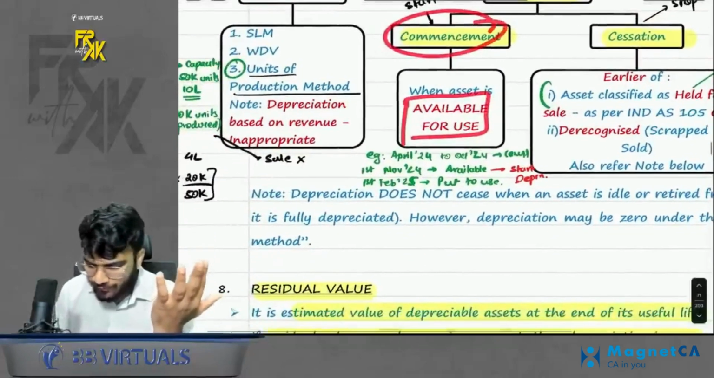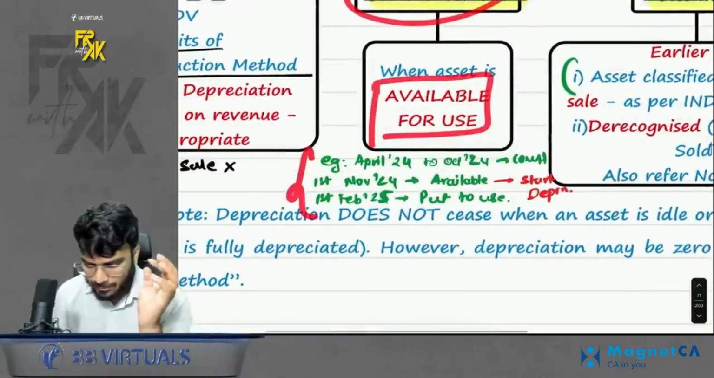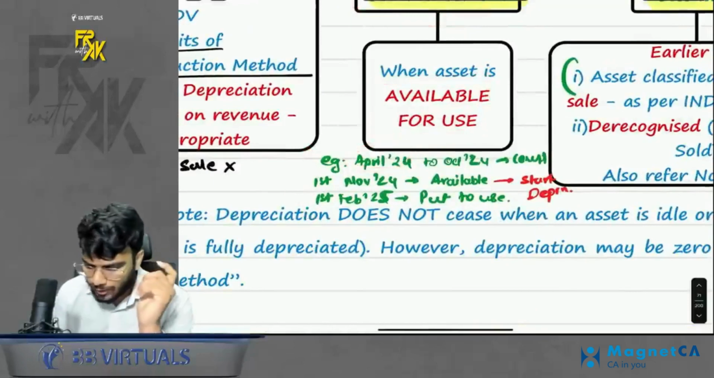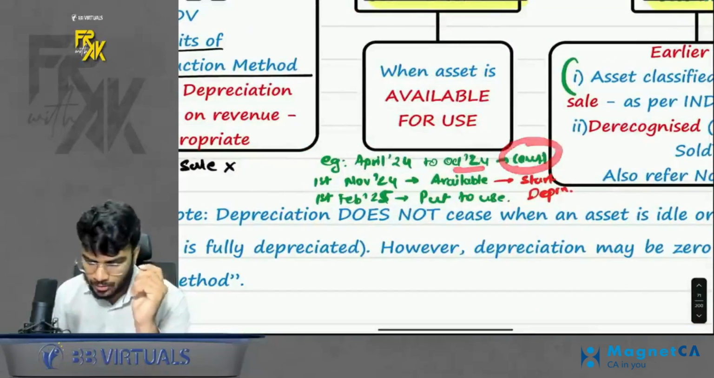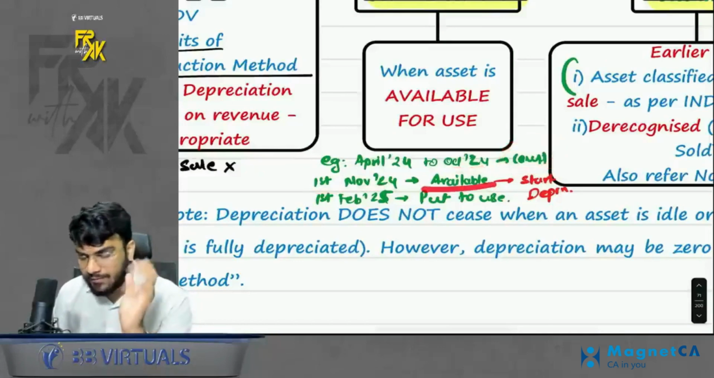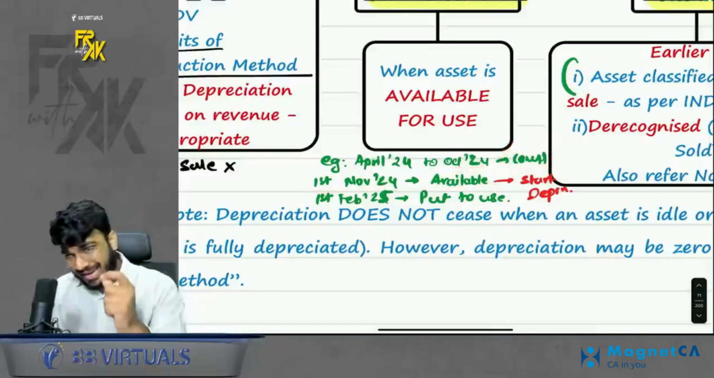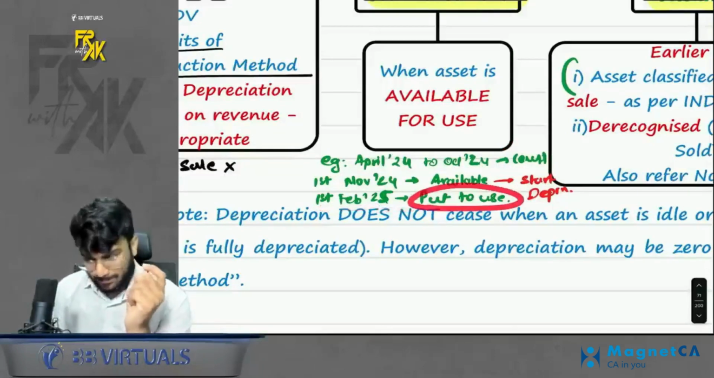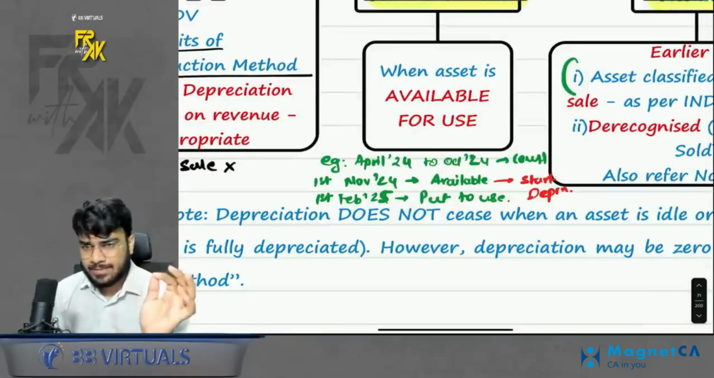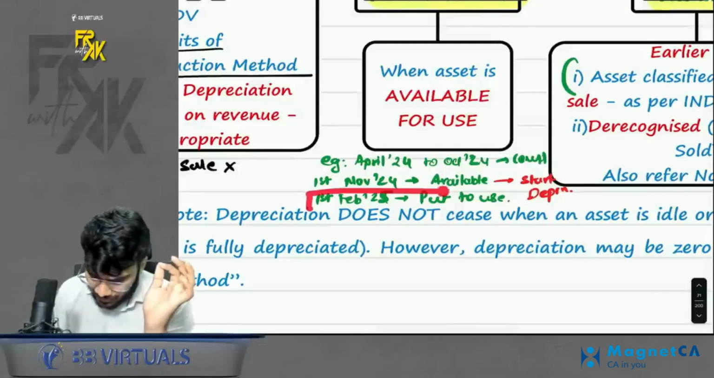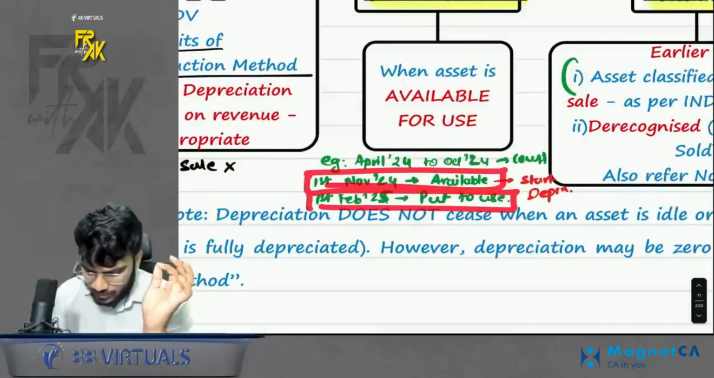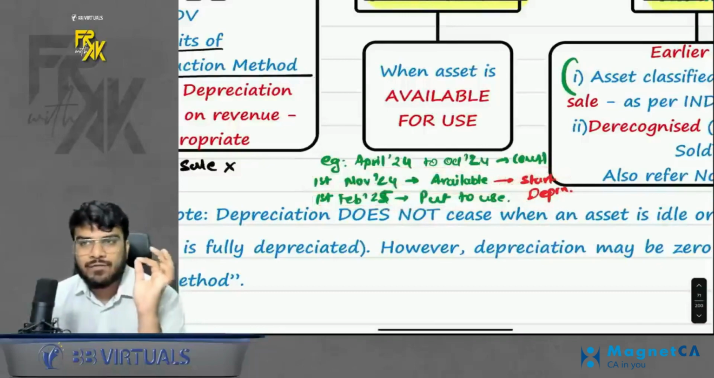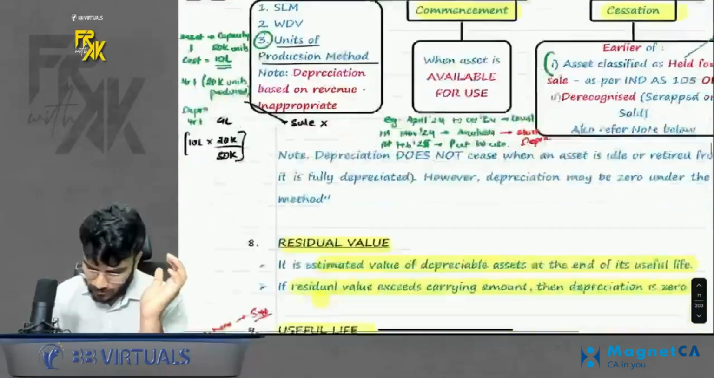Now put more emphasis on this point. Let's take one example. I was constructing the asset. From April 24 to October 24, it was under construction. From 1st November 24, it was available for use. But I actually started to use it from 1st Feb 25. So this is put to use. Ideally, when will I start charging depreciation? The day when it was put to use, or the day when it was available for use? You will start charging depreciation from the day it was available for use. Please remember this part. Okay, done.